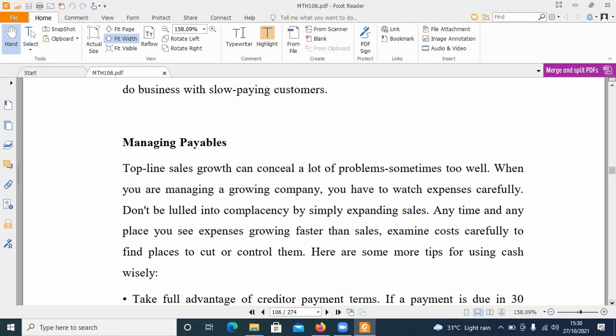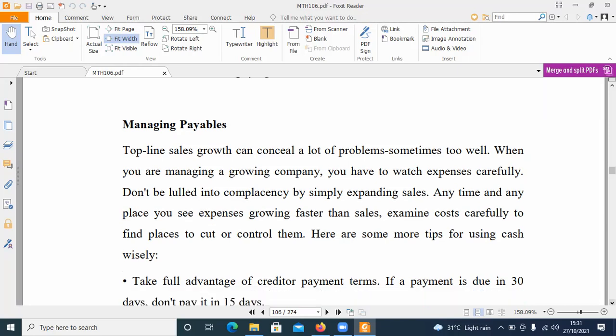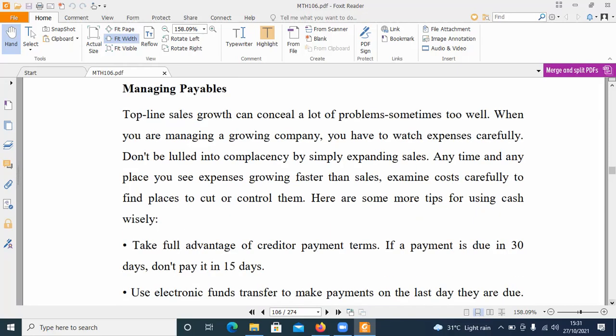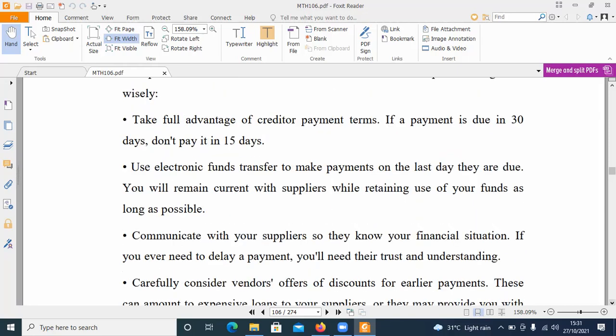Top line sales growth can hide a lot of problems sometimes. When you are managing a growing company, you have to watch expenses carefully. Don't be lulled into complacency by simply expanding sales. Anytime and any place you see expenses growing faster than sales, examine costs carefully to find places to cut or control them. Here are some more tips for using cash wisely.